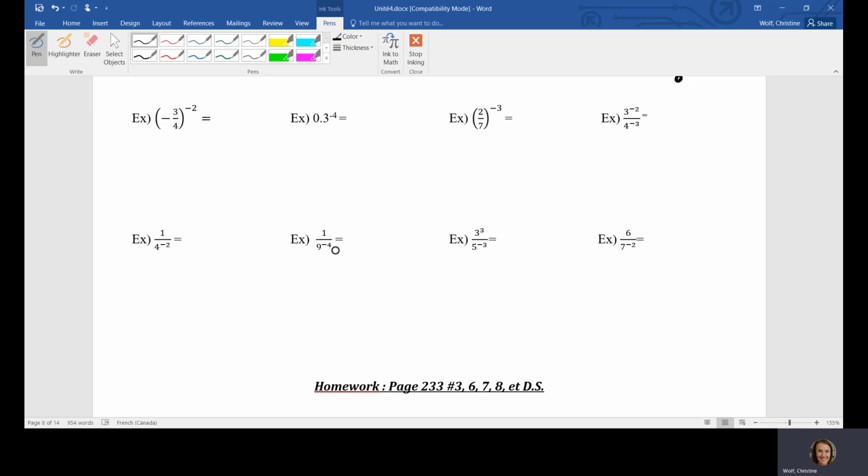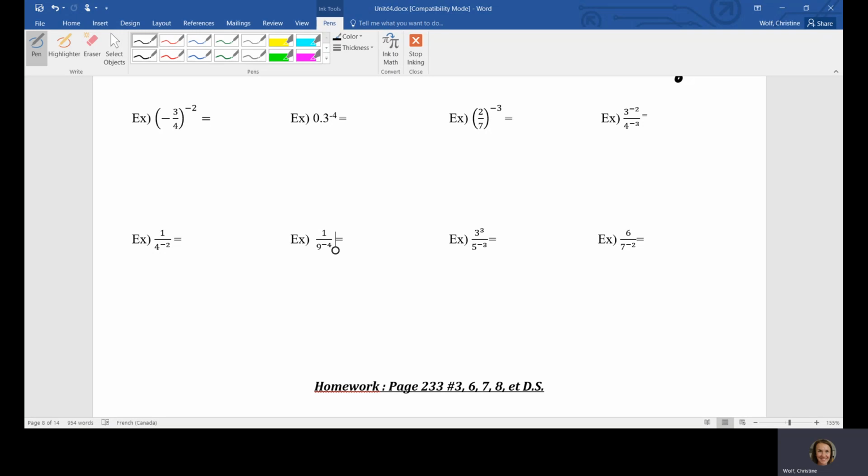OK. So maintenant, vous avez une fraction négative à la puissance de négative 2. We got a whole bunch going on here. So la première étape disait de assurer que c'est dans la forme d'une fraction. Well, c'est déjà dans la forme d'une fraction. J'ai les deux parties. OK?